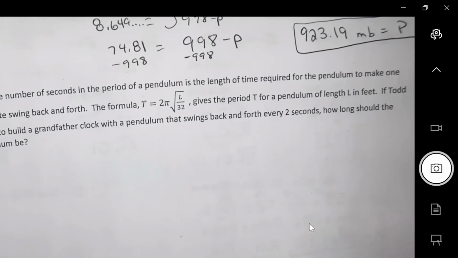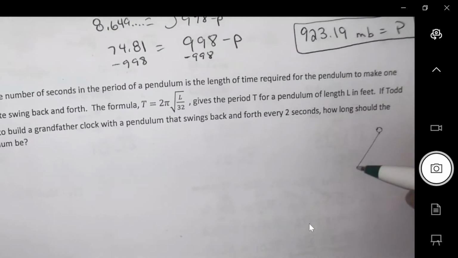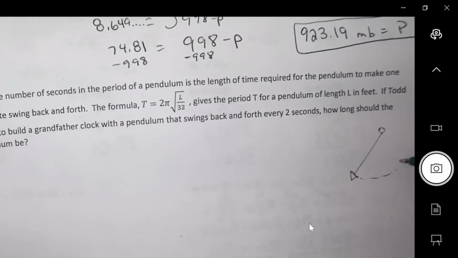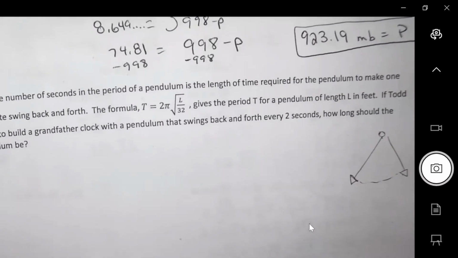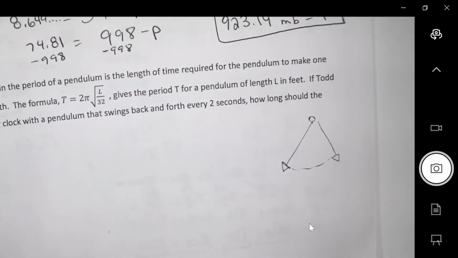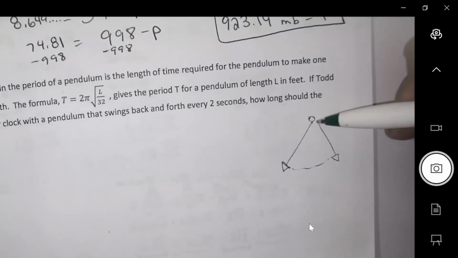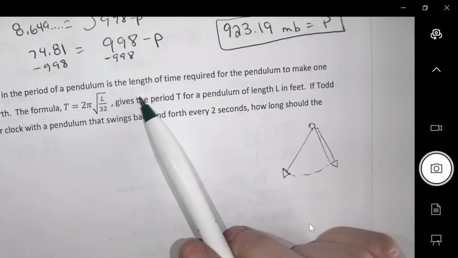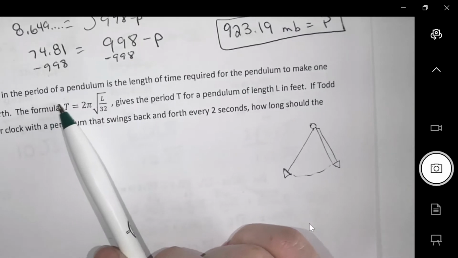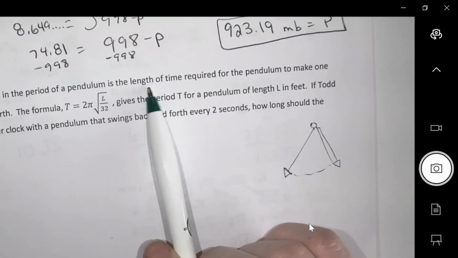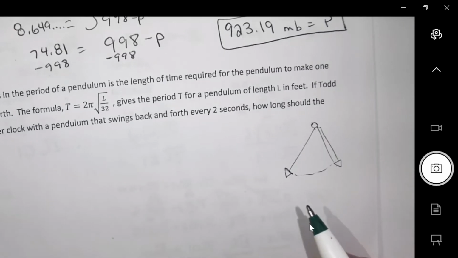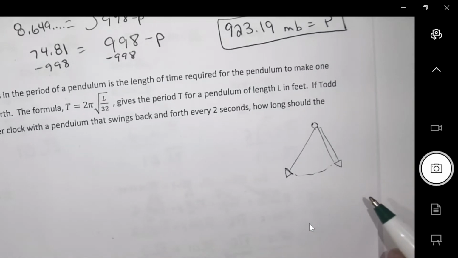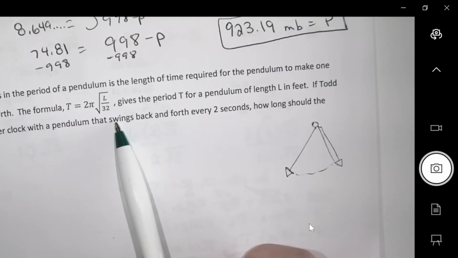Okay, this formula talks about a grandfather clock swinging back and forth. Do you understand how a grandfather clock moves? The arm goes back and forth, back and forth. Okay, so what do we have here? The number of seconds in the period of the pendulum is the length of time to go back and forth once. This formula is what works.